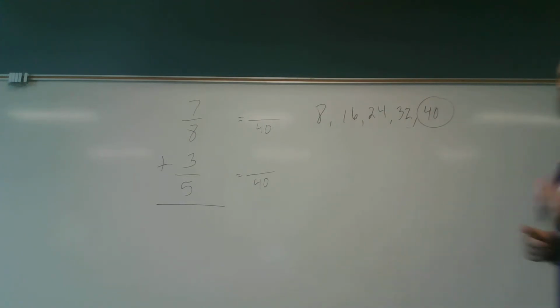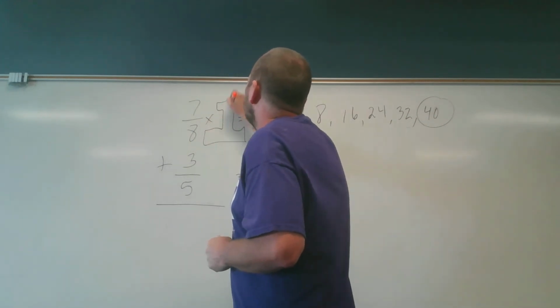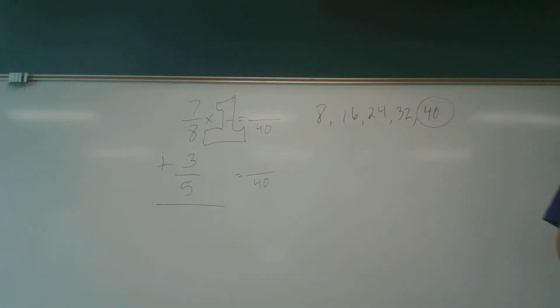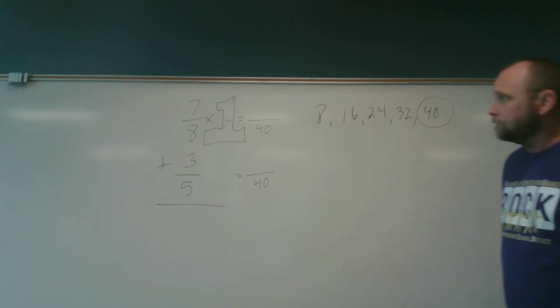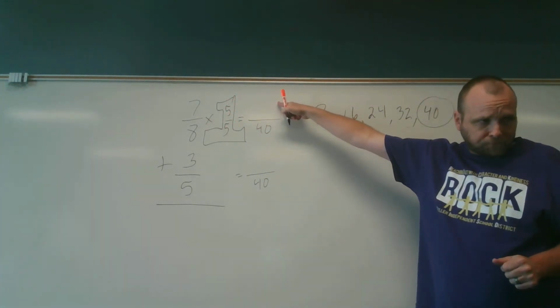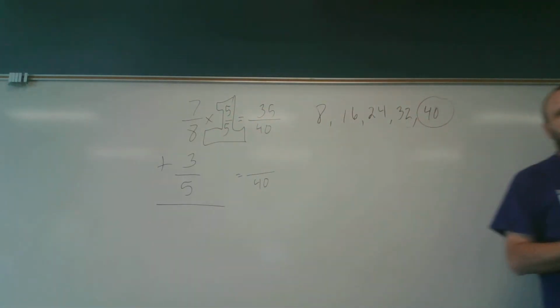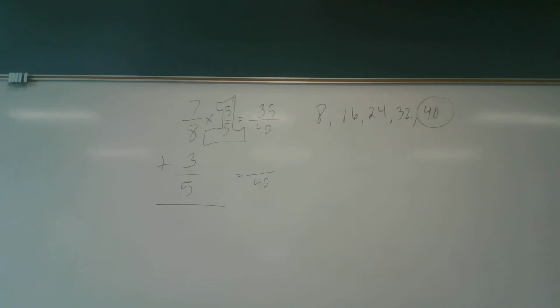Natalie, shh, y'all are too loud. Natalie, I have to change 7/8 into something over 40 without changing the value. So what fraction that equals 1 should I use? 5/5. And my numerator, Natalie? 35. So what I'm saying is 7/8 is equivalent to 35/40ths.